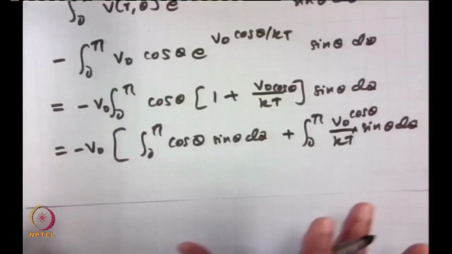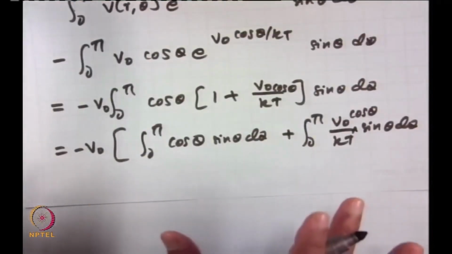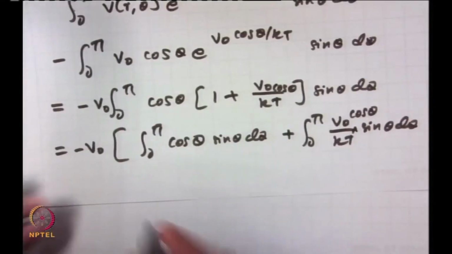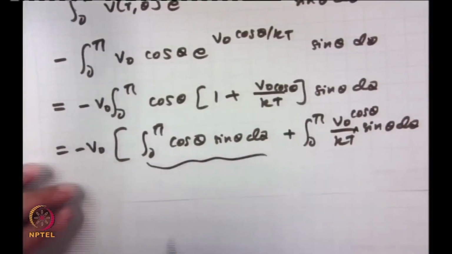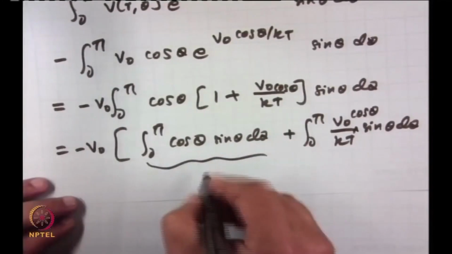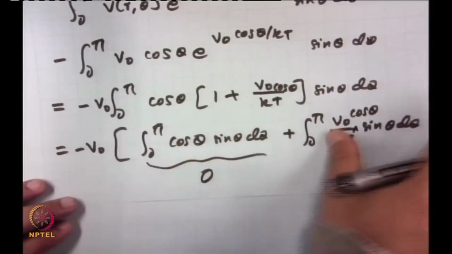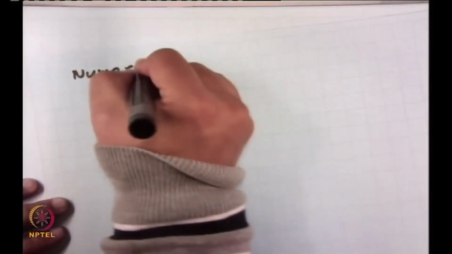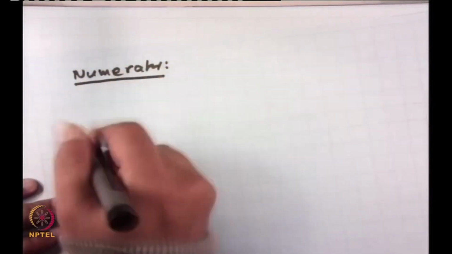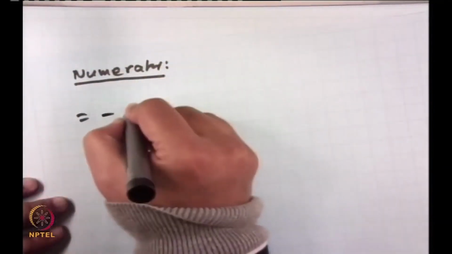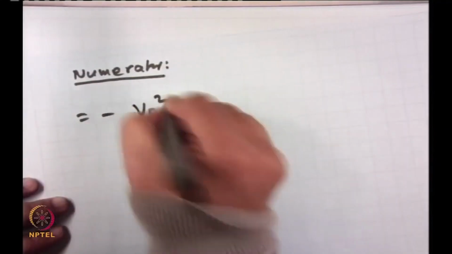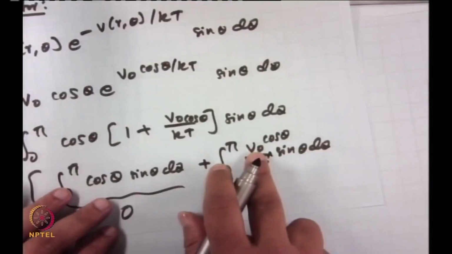Now these are the two integrals you have to solve essentially. If you are going to solve these two integrals, what are you going to get? For the first one, what is it? The first one is 0. We already know, we did it previously. So for the numerator we are left with minus, I can write V0 squared, because I have a V0 out here.